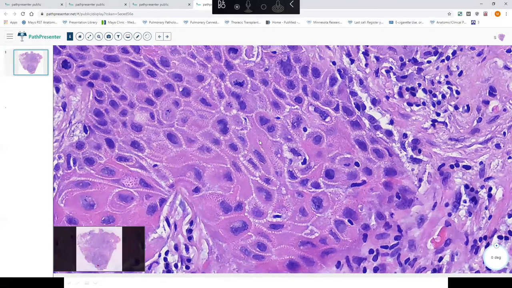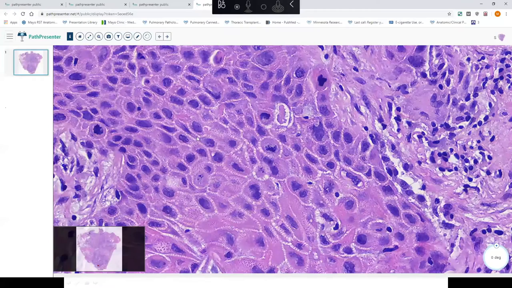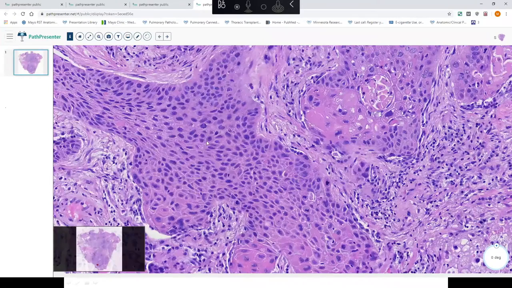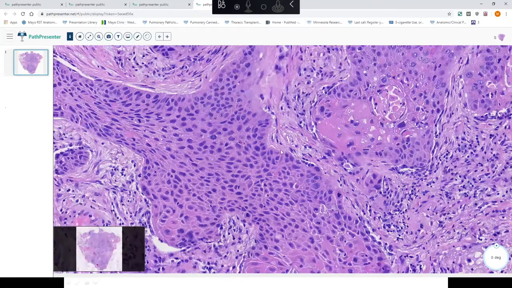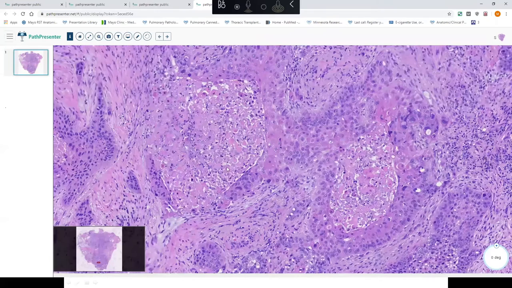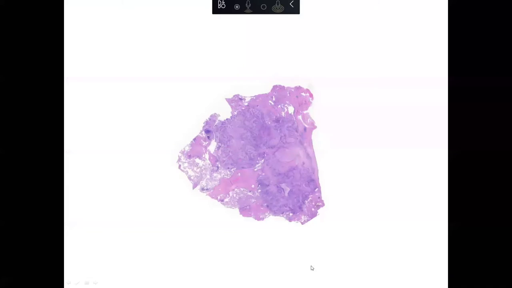These cells have really prominent eosinophilic cytoplasm. They have much more cytoplasm compared to our small cell case. They're still mitotically active, and in areas they have a bit of keratin formation as well. And then we do have areas of necrosis as well.